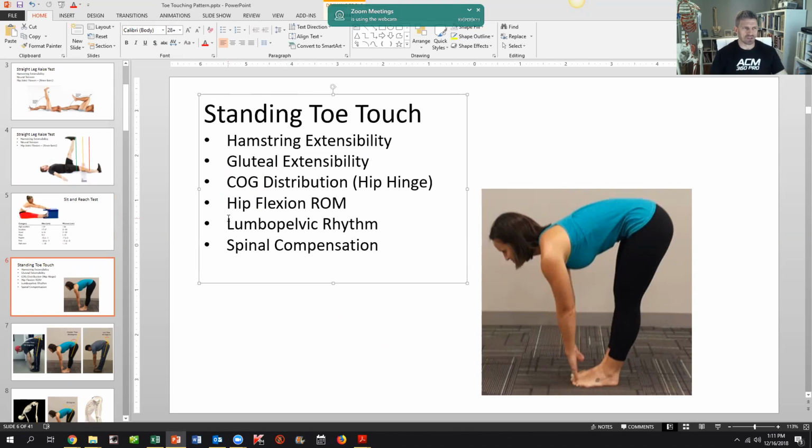But with the standing toe touch, we're looking at hamstring extensibility. Obviously, when people bend over, they always feel the tight hamstrings. Most of them will. We're looking at glute and the gluteal complex extensibility, the ability of the gluteal muscles to allow the hip to move.